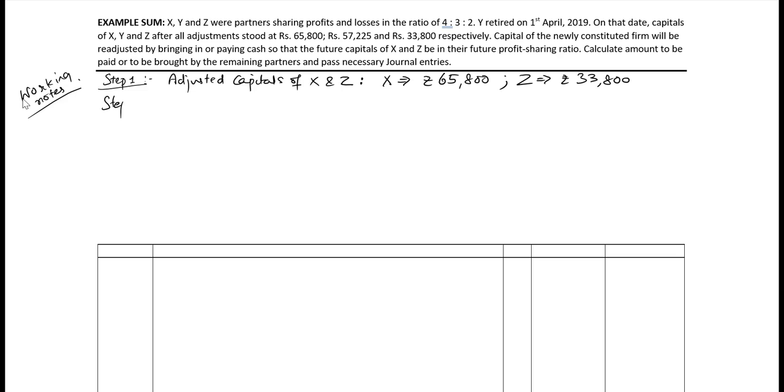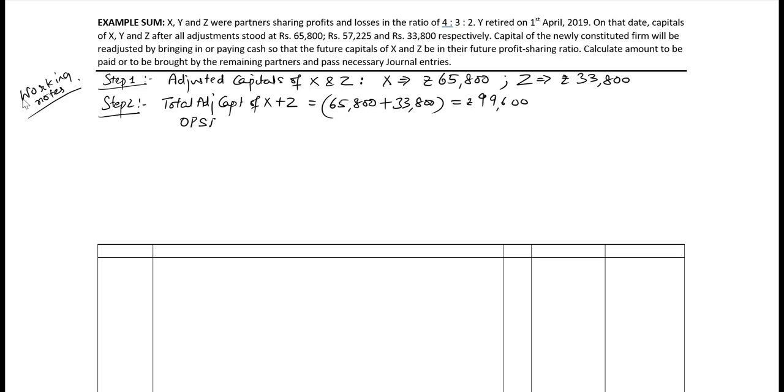Next step, we need to add up the adjusted capitals of X and Z. So total adjusted capitals of X plus Z is equal to 65,800 plus 33,800. So this is equal to 99,600 rupees. We need to divide this in NPSR.